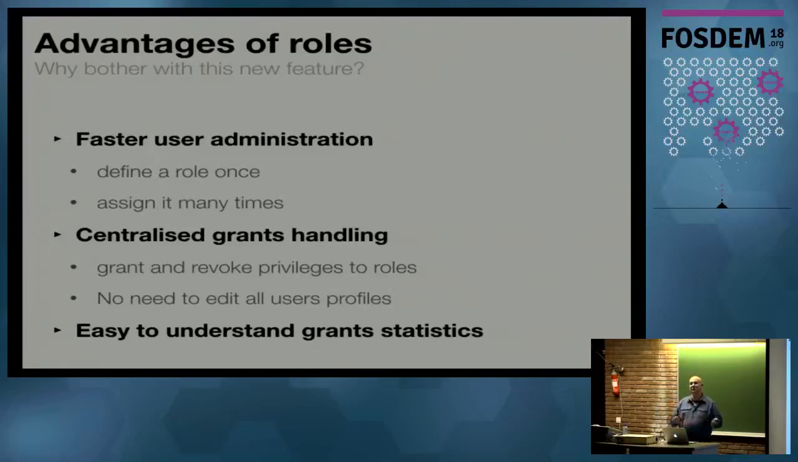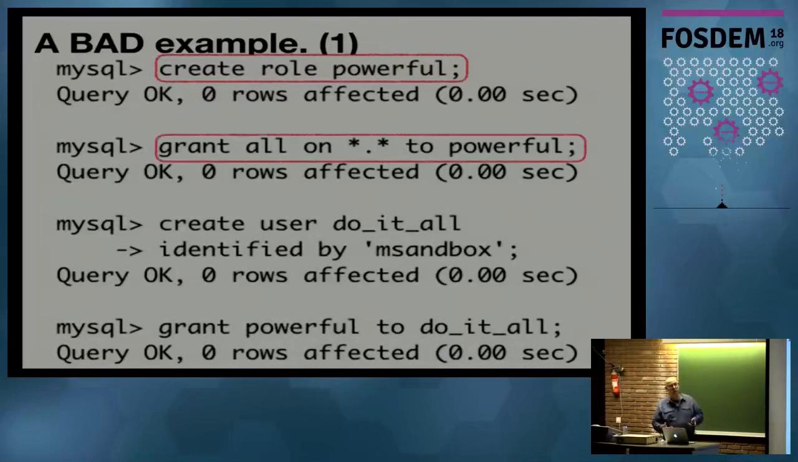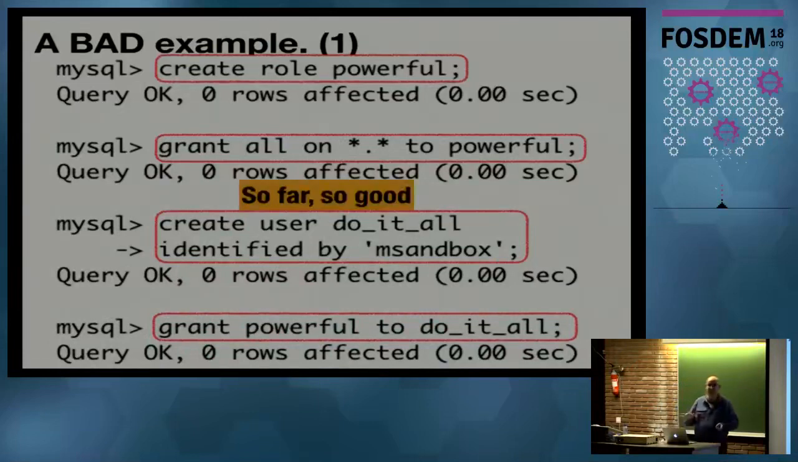So let's start with something practical. Let's start with a bad example, because you know, when you try something new, usually you end up with something that doesn't work. So we have created a role. We call it powerful. Then to this role we grant everything on every object in the database. Then we create a user. We give it a password, and then we grant the role to that user. So far, everything is according to the manual. Now, let's see if it works.